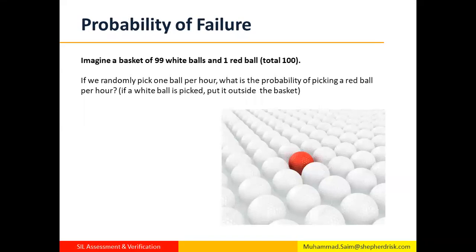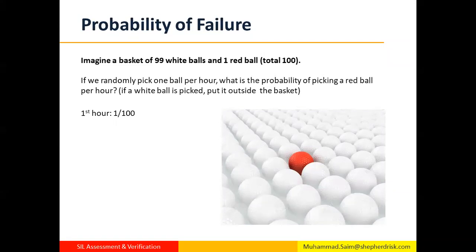Now let's do the probability of failure calculation, and let's understand how it is done. Let's take an example scenario. We have a basket full of 100 balls, 99 of which are white and one is red, and this red ball is randomly distributed among the 99 white balls. We are asked to pick one ball per hour randomly. What is the probability that we pick the red ball in the first hour? 1 out of 100, because there are a total of 100 balls.